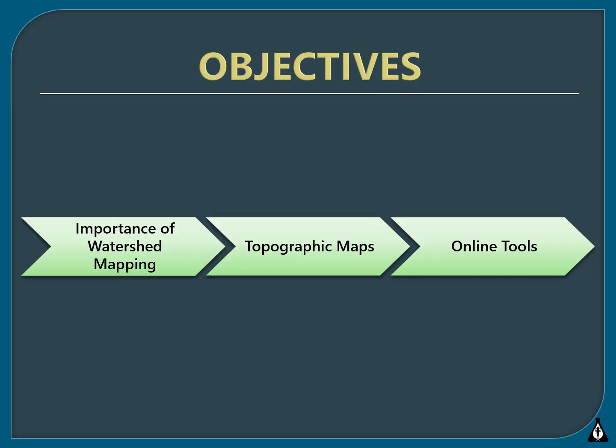When analyzing stream health, it's important to take a holistic view of the entire watershed. To do this, it's important to understand the boundaries of the watershed and locations of impacts to water quality that could be within it. So in this chapter, we're going to talk about the importance of watershed mapping, topographic maps, and online tools.